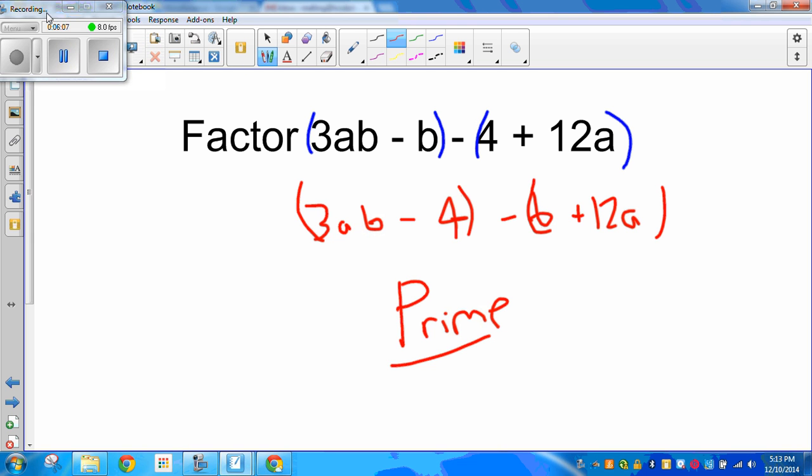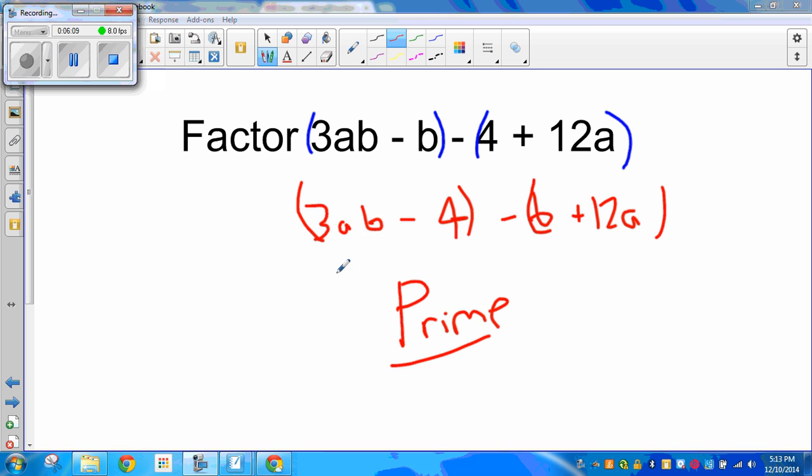Unfortunately, that happens sometimes, and it's sort of long. It took me 6 minutes just to get all the way through this and figure out that it was prime. But really, if you understand what you're doing, you can go quickly and really move through it.